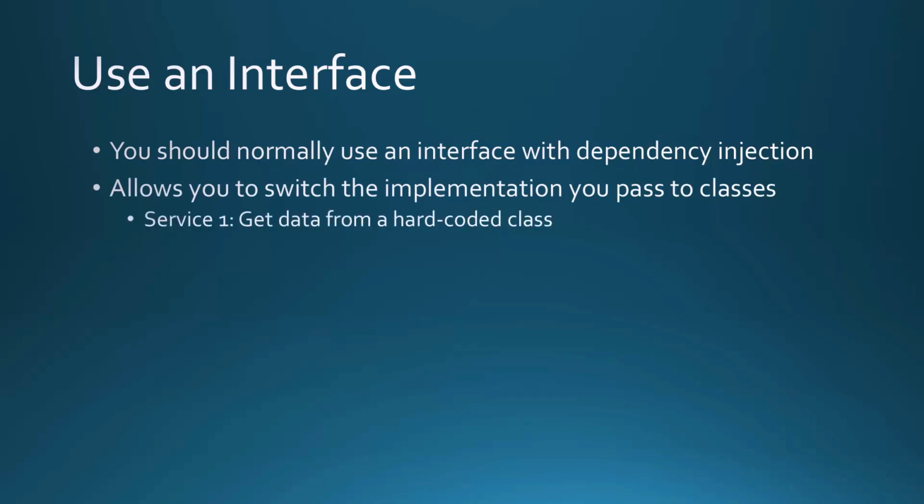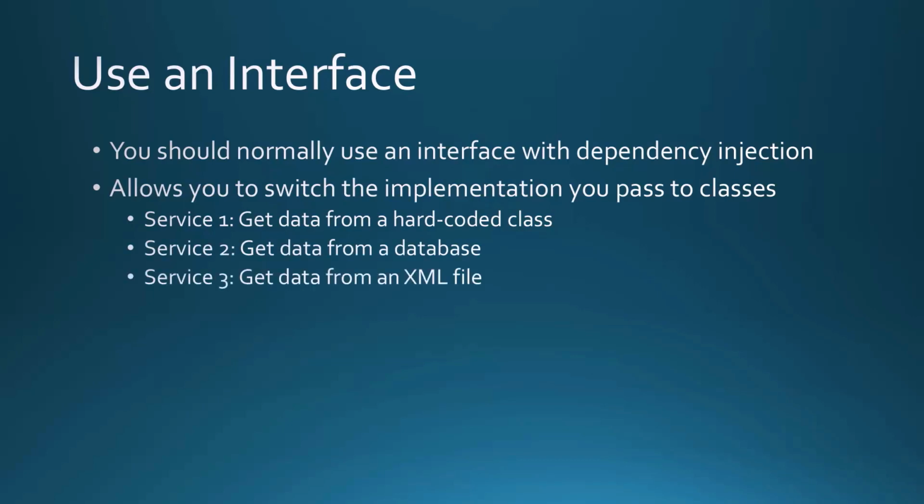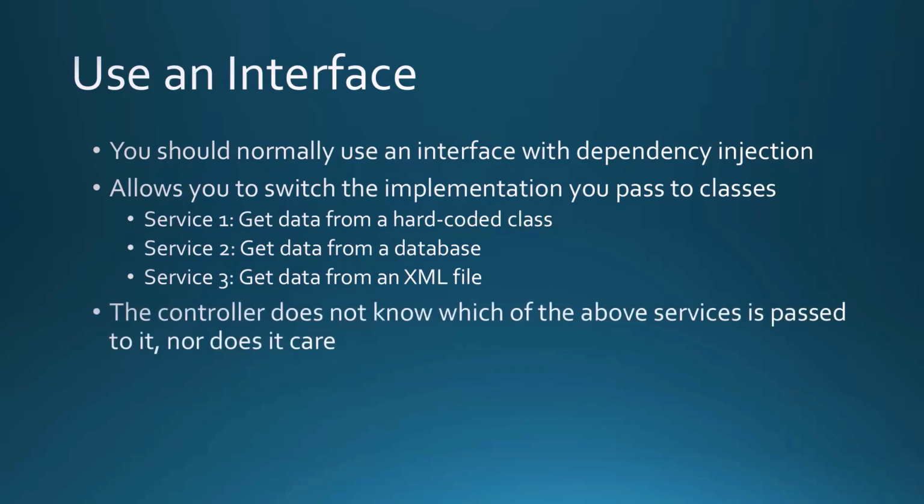So let's say we have one service, a concrete implementation that gets data from a hard-coded class, but we have a different service, a different class that gets data from a database, and then a different service or class that gets data from an XML file. If we use an interface and we inject using that interface, the controller doesn't know which of the above services is passed to it, nor does it care. All it cares about is that it gets the data that it needs to do its job. And that's the whole reason why we use interfaces anyway, right? Whether we're doing dependency injection or not.